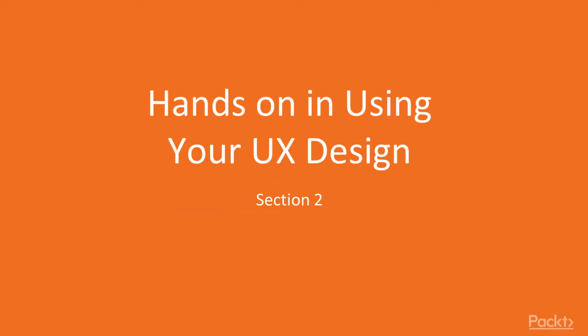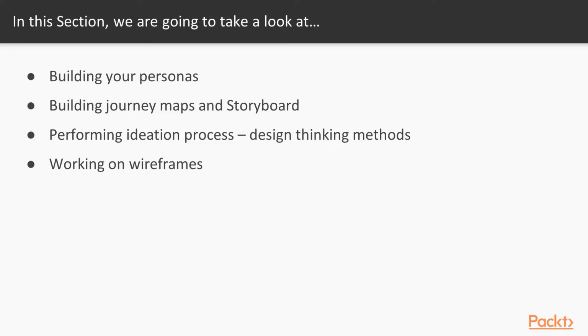Welcome to section number 2, where you will start building your foundation for your product. In the first section, you learned what UX is and the methods of UX research. Now you will start using this knowledge to plan your product. In this section, we're getting started with the process of UX design by learning to build your personas, build journey maps and storyboards, perform the ideation process, use design thinking methods, and work on wireframes.